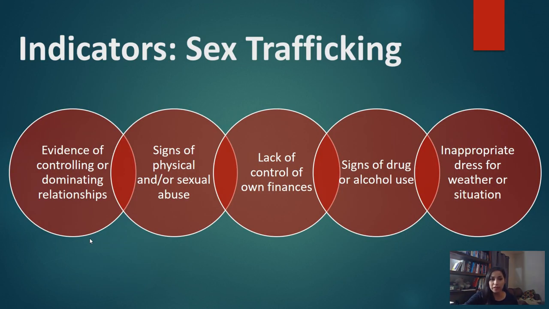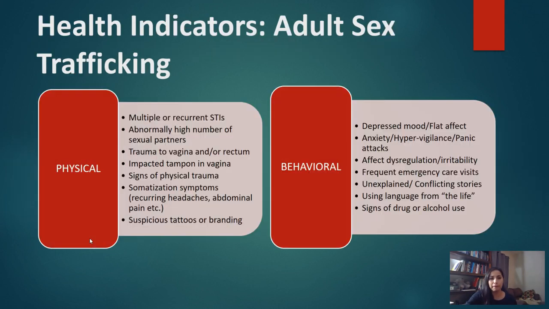Indicators for sex trafficking. You may see evidence of a controlling or dominating relationship, signs of physical and or sexual abuse, lack of control of their own finances, signs of alcohol or drug use, and inappropriate dress for weather.